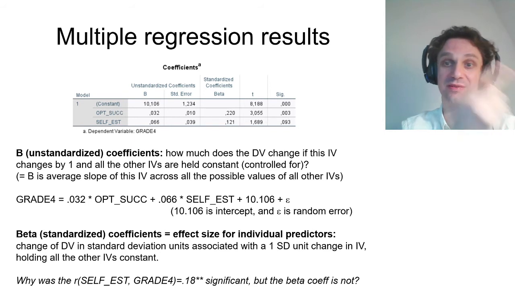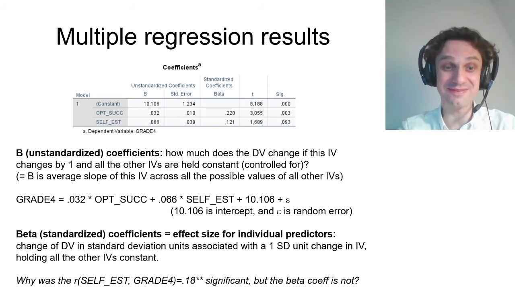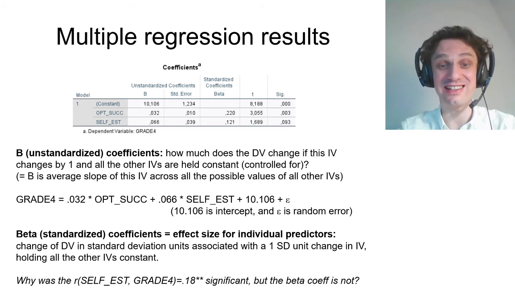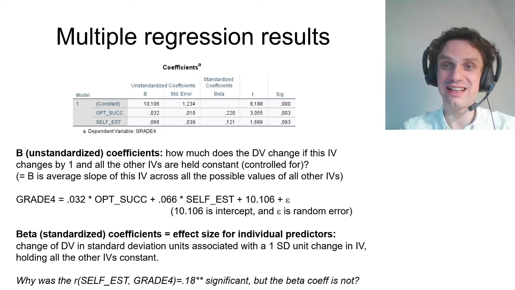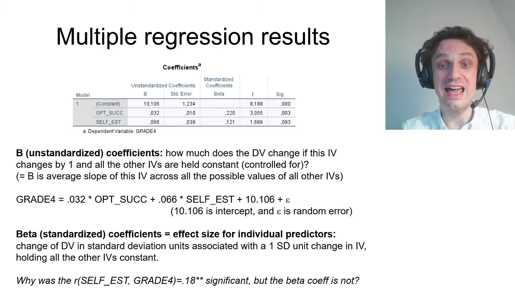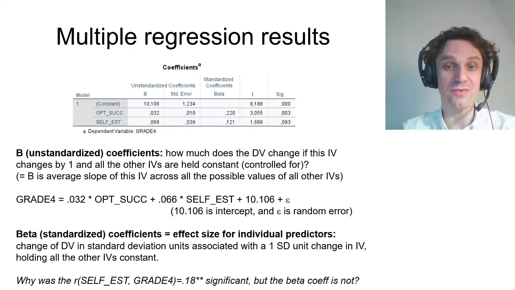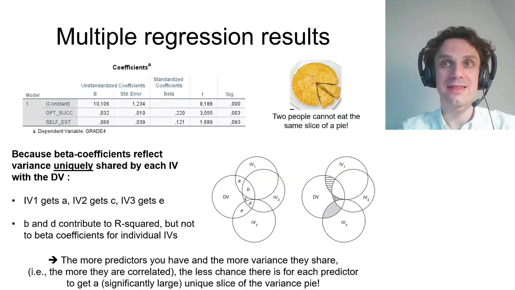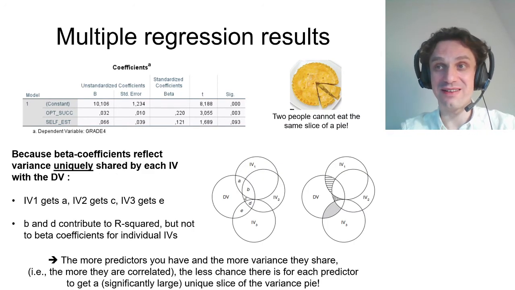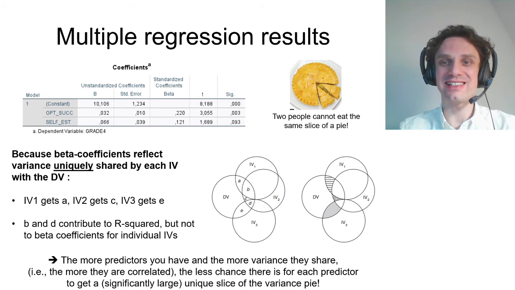If you remember from the beginning of these slides, the correlation between self-esteem and school achievement was 0.18, and it was statistically significant. But the beta coefficient that we see here in the table is only 0.12, and it's not statistically significant. Why? And the answer is very simple, because in correlation, every predictor has its own pie of the dependent variable to eat. So basically they can eat as much as their shared variance allows them.